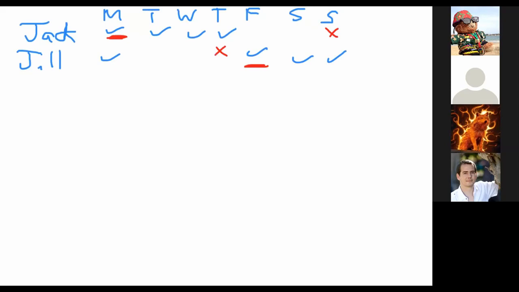The other option is that they could be lying when they say this, which means today they're telling lies, but yesterday they were actually telling the truth. So for Jack, this happens on Fridays. He tells lies on Fridays, but the day before he was telling the truth. And this happens for Jill on Tuesdays. She tells lies on Tuesdays, but the day before she was actually telling the truth.